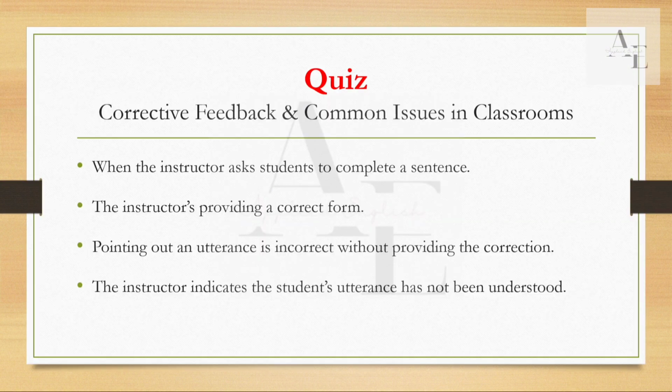But we'll start with our quiz as always, which is about corrective feedback and common issues in classrooms. If you remember, in the last video there was a slide where we talked about the different types of feedback. I provided you with the definition of each of them, so you need to provide me with the term for each definition. When the instructor asks students to complete a sentence, what type of feedback is that? The instructor is providing a correct form, pointing out an utterance is incorrect without providing the correction, and finally the instructor indicates the student's utterance has not been understood. So these are the four definitions, and you need to write the correct term for these definitions in the comment section. Then let's start.